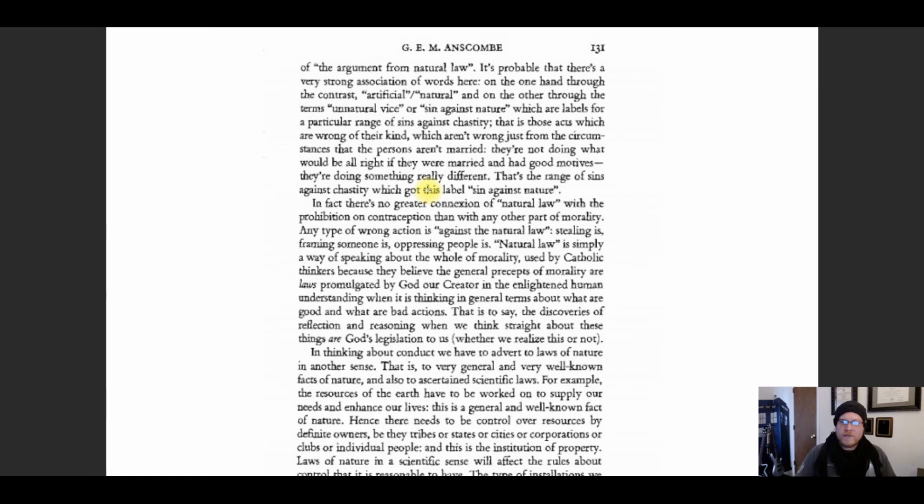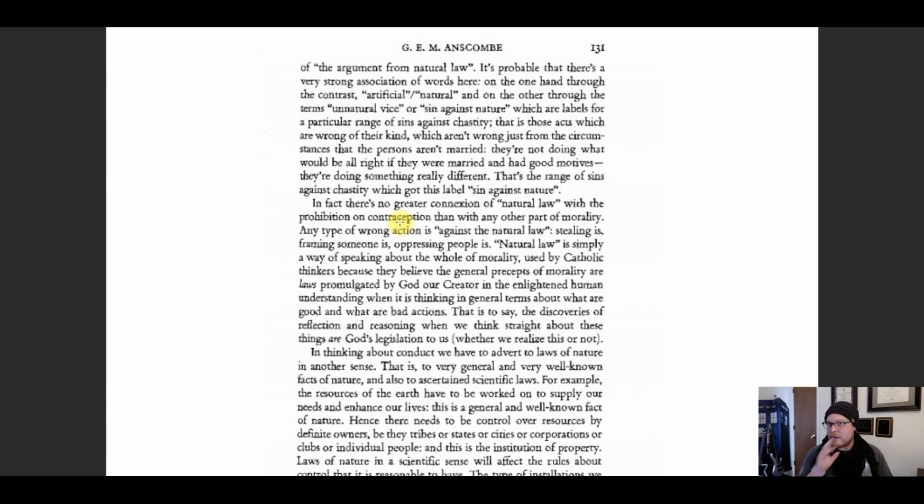She says here, in fact, there's no greater connection of natural law with the prohibition on contraception than with any other part of morality. Any type of wrong action is against the natural law. Stealing is. Framing someone is. Oppressing people is. Natural law is simply a way of speaking about the whole of morality, used by Catholic thinkers like Thomas Aquinas, because they believe the general precepts of morality are laws promulgated by God our Creator in the enlightened human understanding, when it is thinking in general terms about what are good and bad actions.